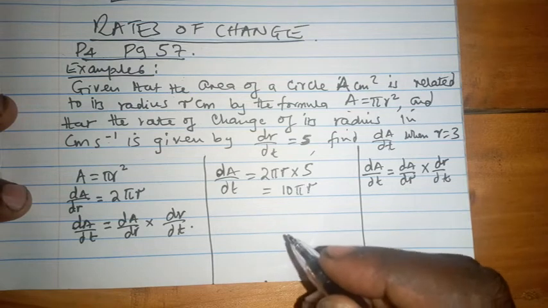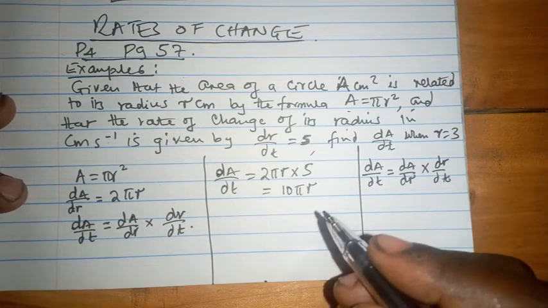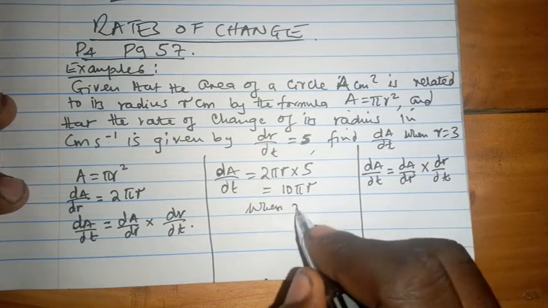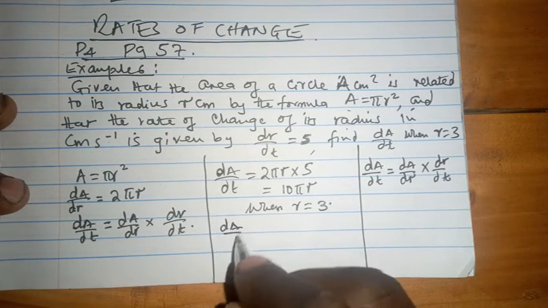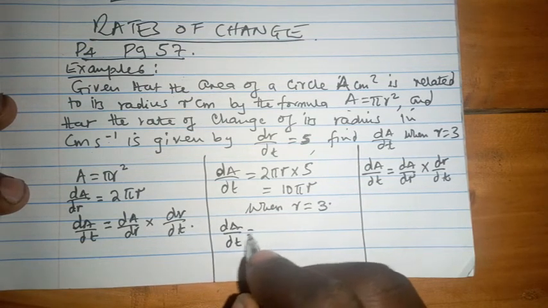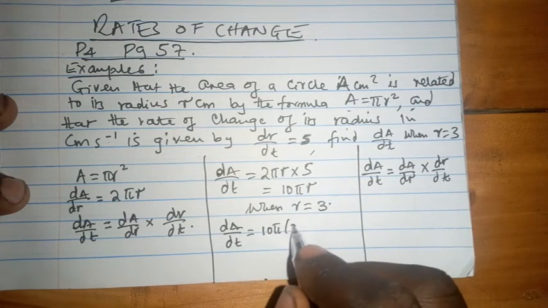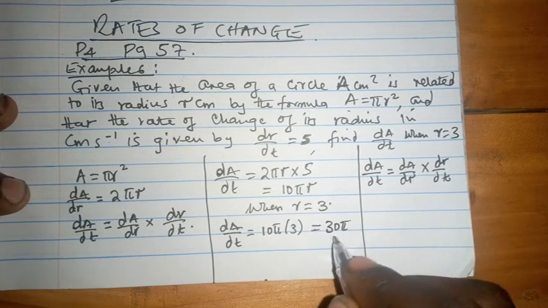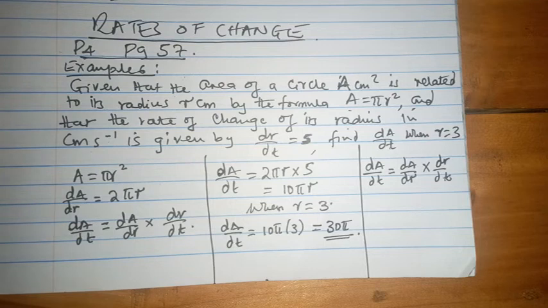That is dA dt. So when r is equal to 3, then the rate of change of the area with respect to time is going to be 10 pi times 3, which is easily 30 pi. And that is the result to that particular question.